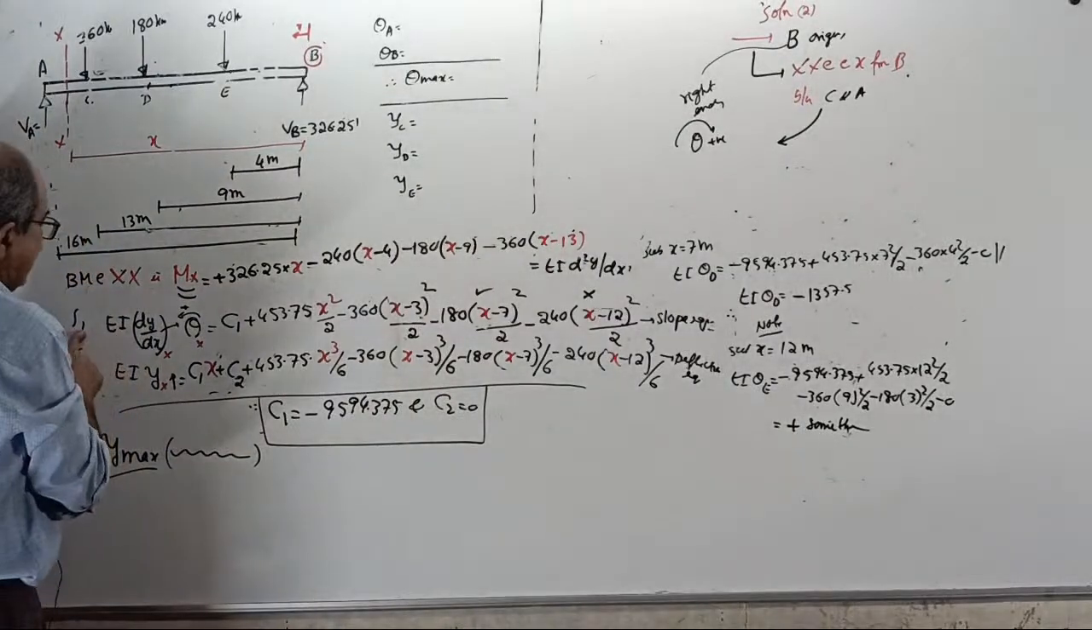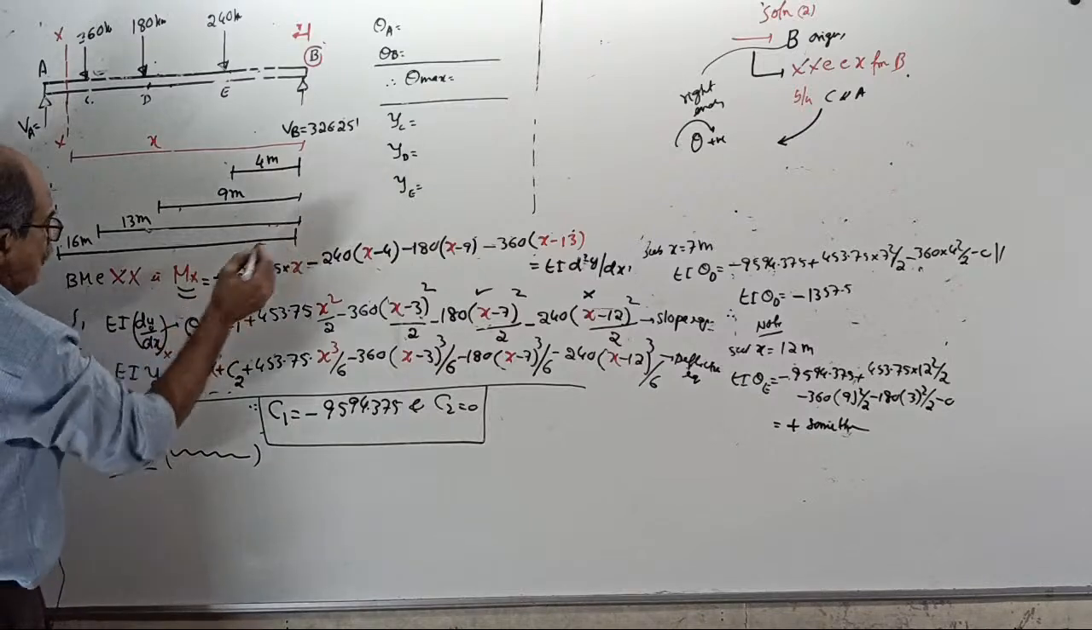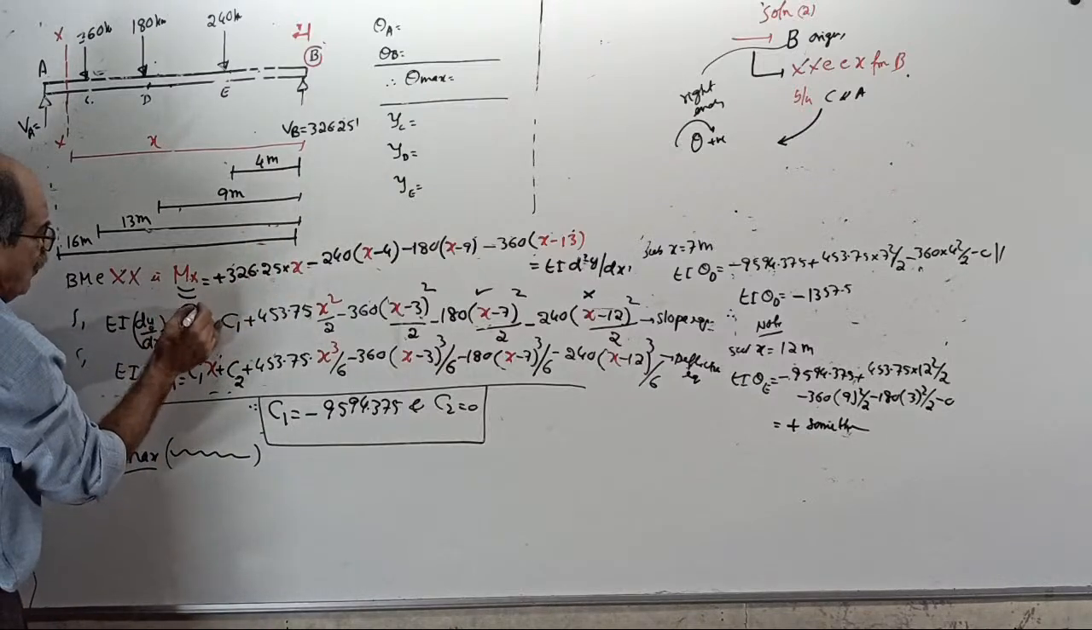Minus 180 into (X minus 9), also minus 360 into (X minus 13), equals EI d squared y by dx squared. Now integrating EI dy by dx, now it is right origin, theta is clockwise positive.